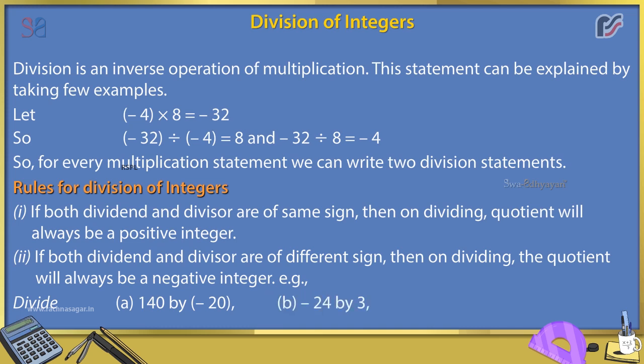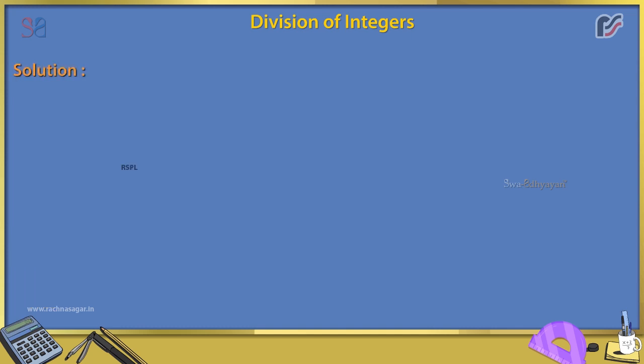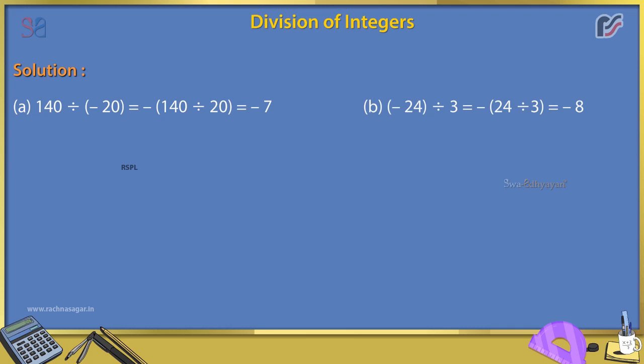B. −24 by 3. C. −125 by −25. Solution. A. 140 ÷ (−20) is equal to −(140 ÷ 20), which is equal to −7. B. (−24) ÷ 3 is equal to −(24 ÷ 3), which is equal to −8. C. (−125) ÷ (−25) is equal to +(125 ÷ 25), which is equal to +5.